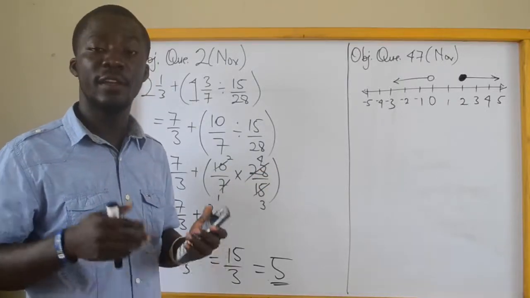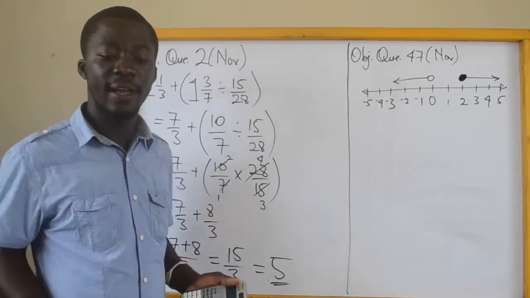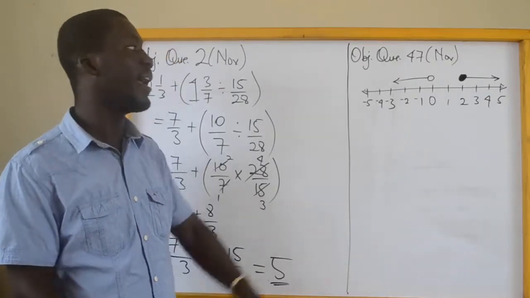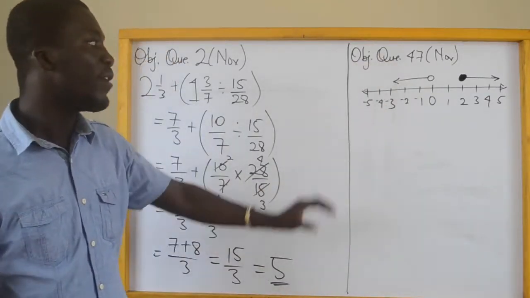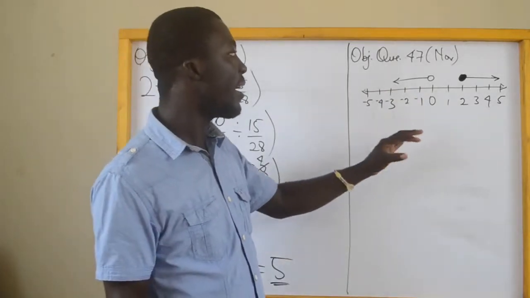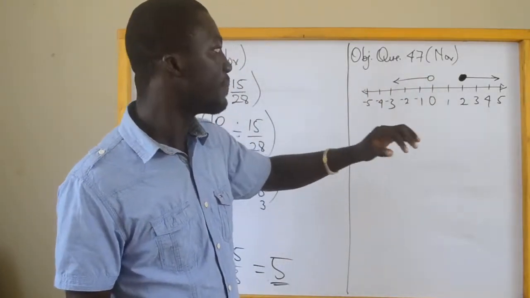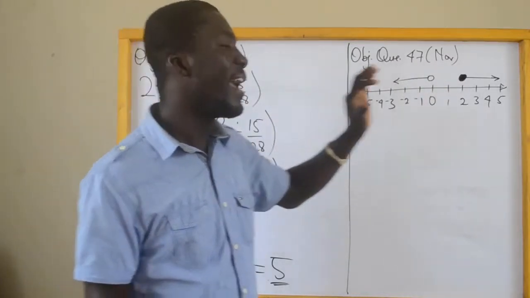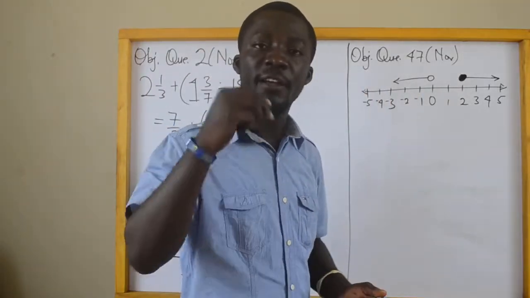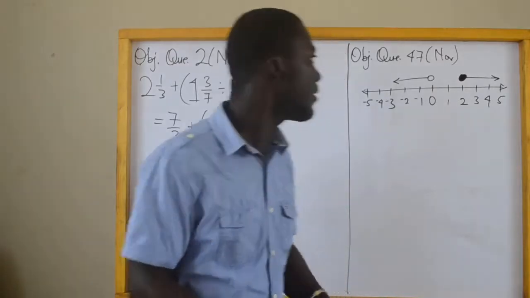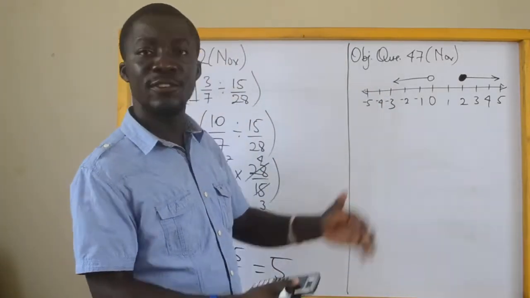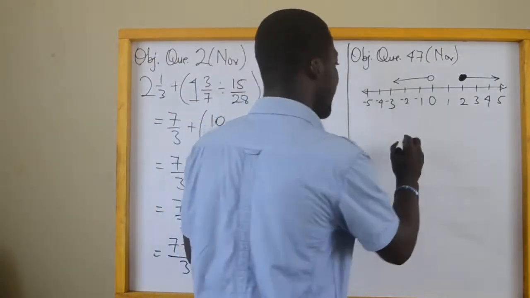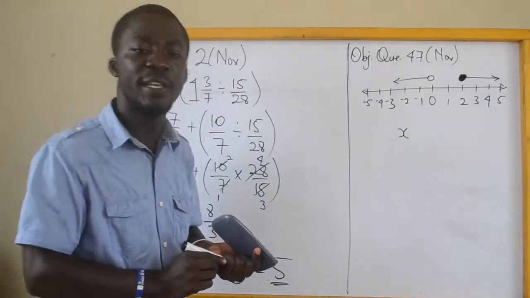Objective question 47, November. It is asking which of the following inequalities is illustrated by the number line? This is our number line. When you look at the number line, there are two divisions. One is describing values moving to the left, and the other is describing values moving to the right. We have to select a variable that is going to describe the range of values, and the variable we are going to select is x.